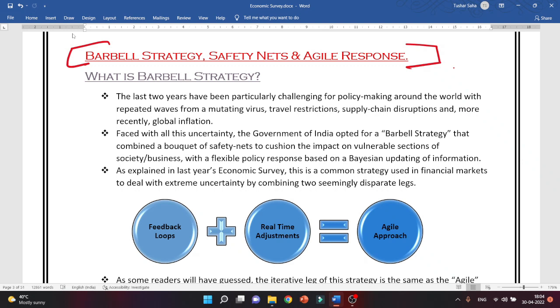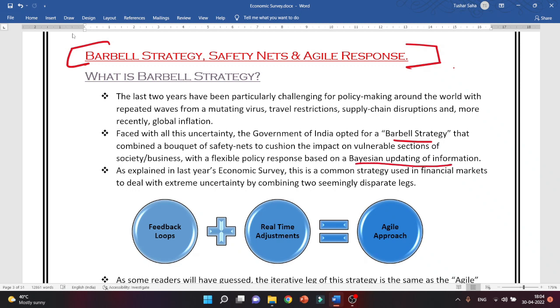They were doing it based on their real-time situation, right? So this uncertainty is called barbell. This kind of response is called barbell strategy. The government of India opted for a barbell strategy that combines a bouquet of safety nets to cushion the impact on vulnerable sections of society with a flexible policy response based on the best and updating of information.